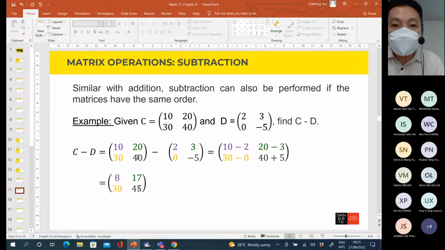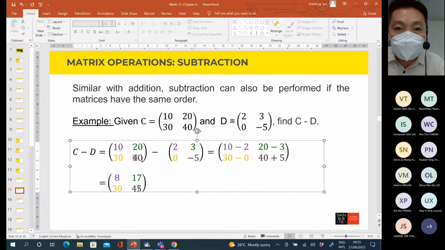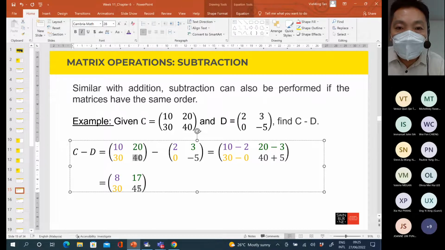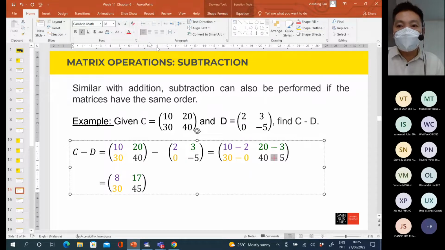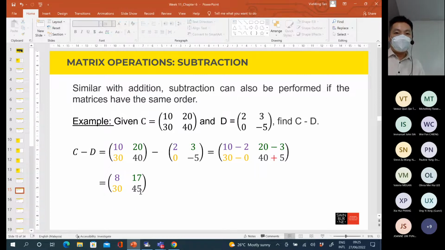So this one, be careful. I better use red color. 40 minus, again, minus negative 5, so it becomes 40 plus 5. I better use red color to remind you. So I get 45.